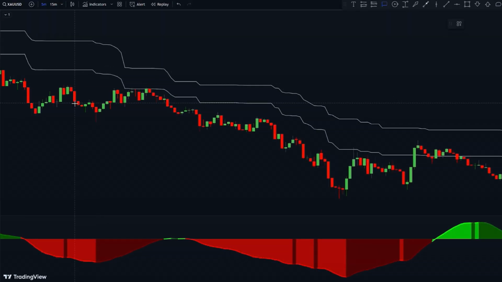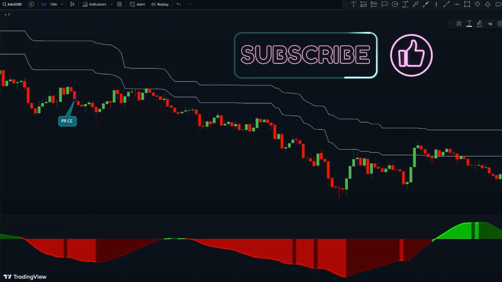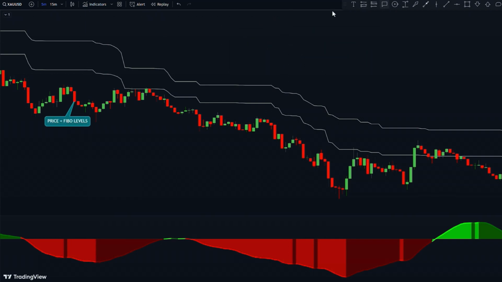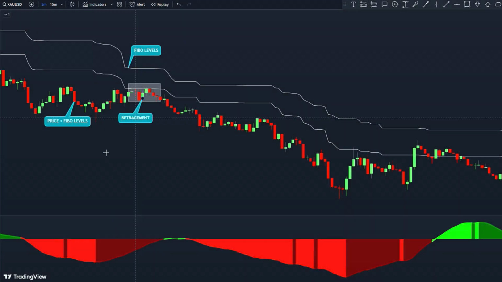Alright, let's look at a trading situation where we're considering a sell trade. Imagine the price candles are forming below the Fibonacci levels. This is a sign of a downtrend, meaning the market is generally moving downwards. What we're looking for next is a retracement, where the price pulls back to the Fibonacci levels.